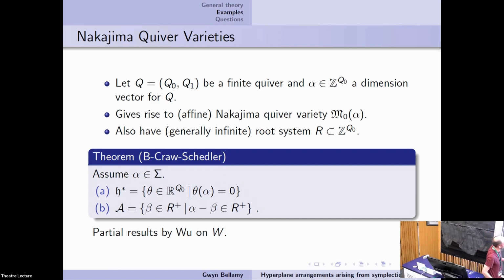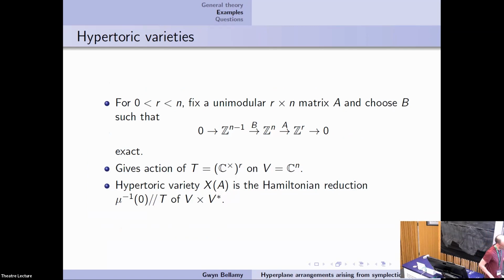Okay, so there's one other class I wanted to mention, just because the hyperplane arrangement you get seems to be very general. From the geometric point of view, these are the simplest examples you can really look at. This is where you do Hamiltonian reduction for a torus. I just take a rank R torus acting on Cn. To encode that action, I need to encode the weights of each coordinate vector, and that's encoded by an integer valued matrix.